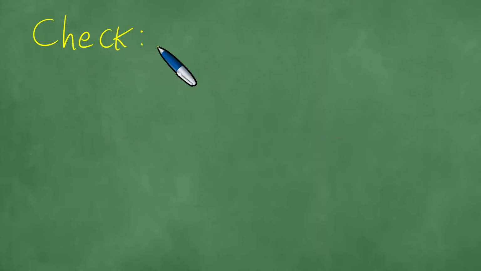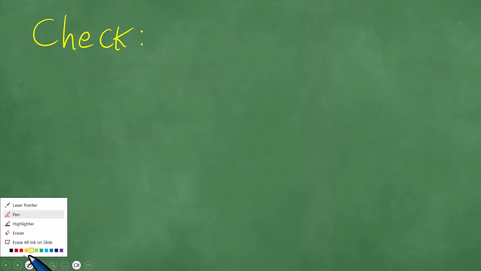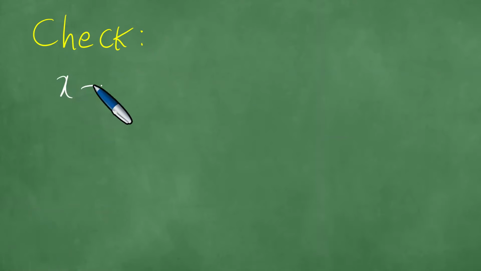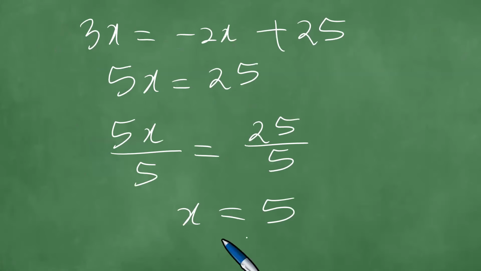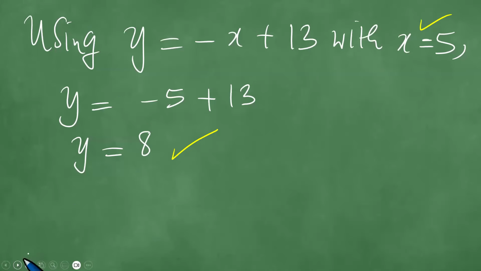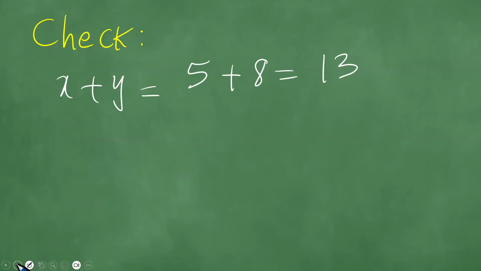Let's do a quick check. Right, to check these answers, we proceed to find the sum of this. We know that x is 5 and y is 8, and therefore the sum is 13. Call that x is 5 here, and you call that y is 8 here, and therefore the sum is 13.